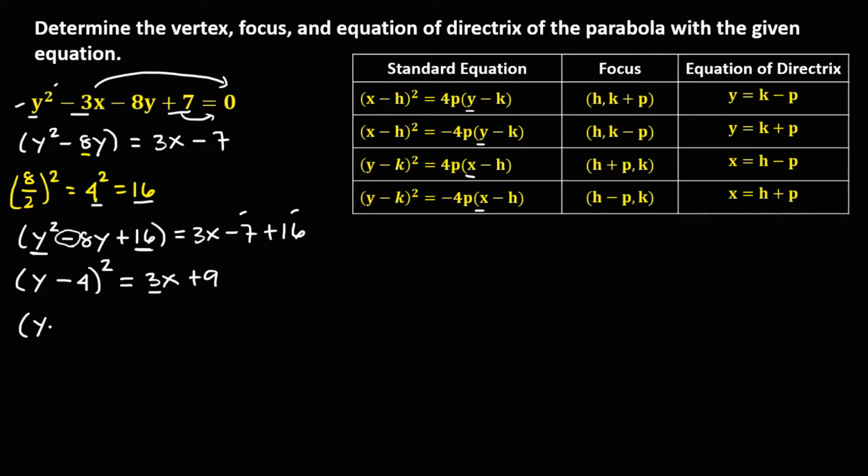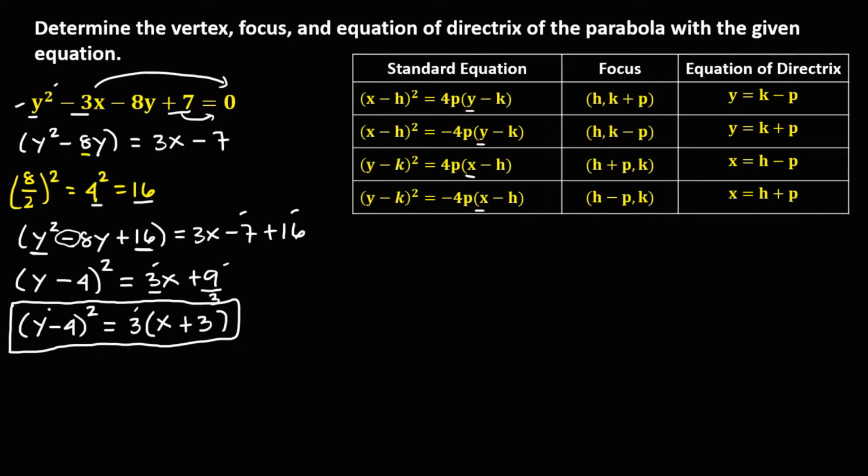So we have (y minus 4) to the power 2 equals, again, we need to put this 3 outside. So we have now x, and for this 9, we need to divide this 9 by this number we put outside. So divide this one by 3. So positive 9 divided by 3, that's positive 3. So this is now the standard equation.